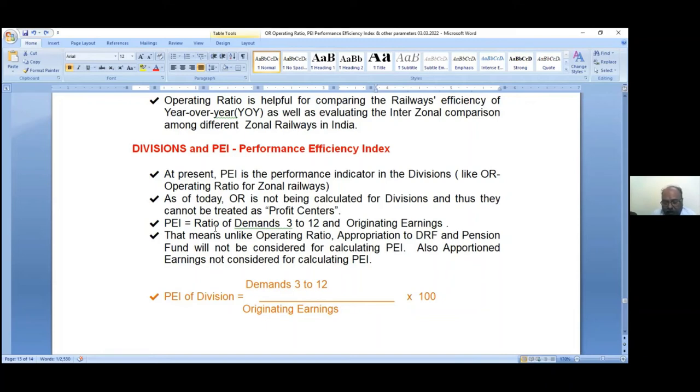But to evaluate the performance of a division, we have to calculate the PEI. The PEI formula is demands 3 to 12 or 3 to 13. Some railways take 13 and some do not, but the difference is very negligible. This is divided by originating earnings. In the operating ratio we take apportioned earnings, but in the PEI it is the originating earnings, multiplied by 100. That means the appropriation to DRF and pension fund will not be considered. At the same time, apportioned earnings are also not possible.